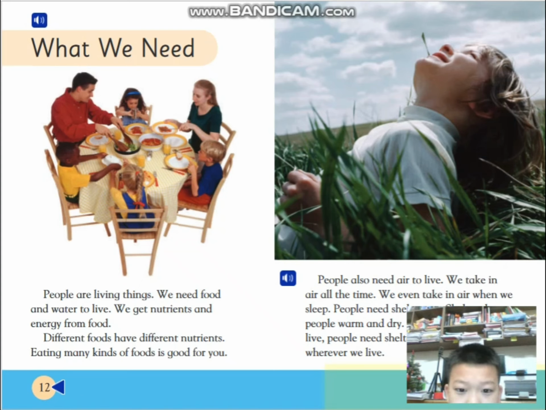Now the last part is what people need, or you can say what we need. People are living things. We need food and water to live. We get nutrients and energy from food. Different foods have different nutrients. Eating many kinds of food is good for you.